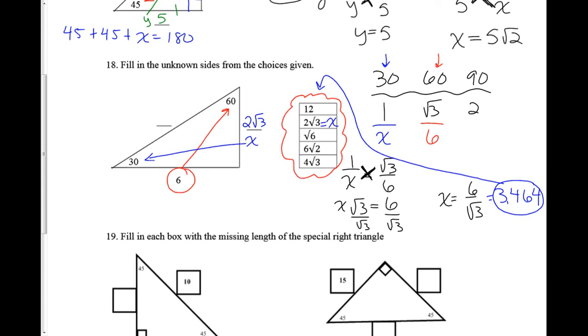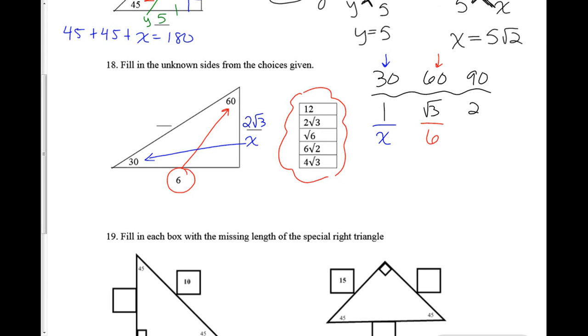So now I'm going to look for this number in my answer bank. And obviously 12 is not it. But if you type 2 times the square root of 3 on your calculator, you're going to get that this is the same as 3.464, meaning this is the same as this. Whichever way you find that is absolutely fine.